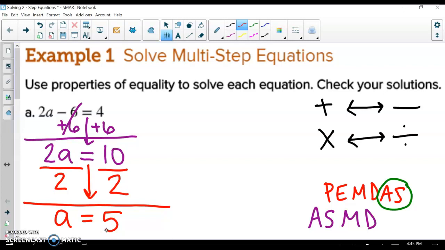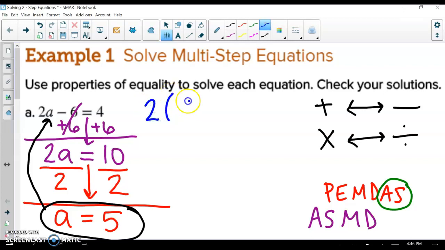Now, when we were doing the one-step equations, I'm sure you were kind of thinking, why do we have to check our work? It's only one step. Here is where checking your answer becomes extremely important because there's more than one step. So let's take this a equals 5 and plug it back in for a. Whenever I replace a variable with a number, I need to always put parentheses. So we're going to do 2, and then in parentheses 5 minus 6 equals 4.